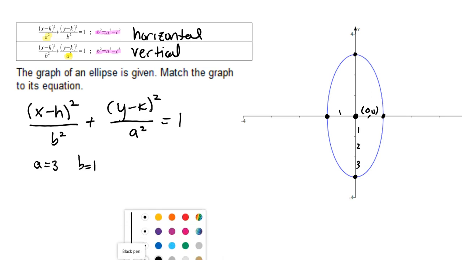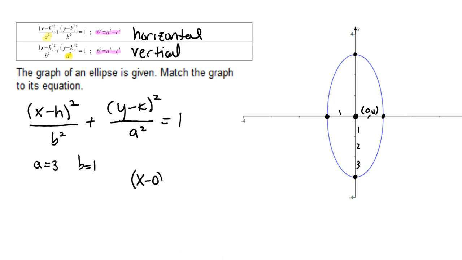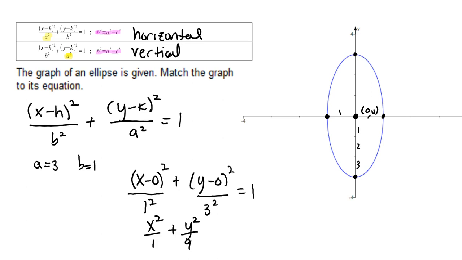equation. So let's fill in the blank here. We have x minus 0, because the center is at 0, 0, over 1 squared, b squared, plus y minus 0 squared over 3 squared, that's a squared. And we're going to simplify that to become x squared over 1 plus y squared over 9 equals 1. And then finally, x squared over 1 is 1. So we have x squared plus y squared over 9 equals 1. And that is the equation of the ellipse that is shown in this picture.